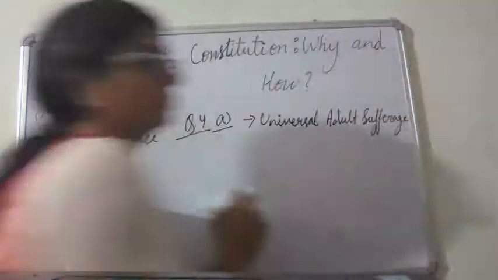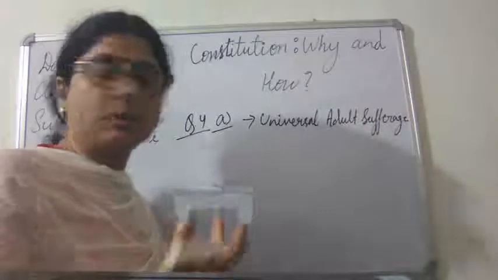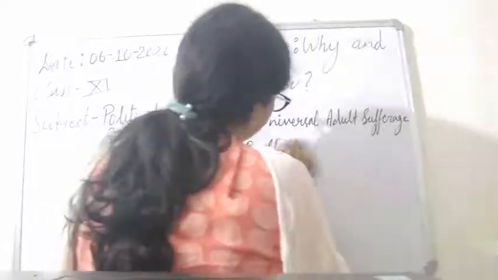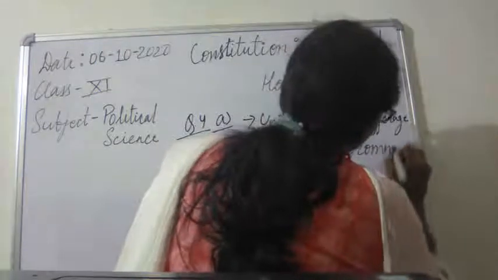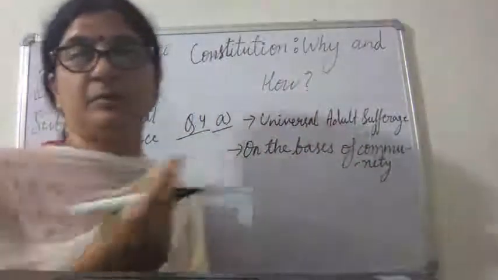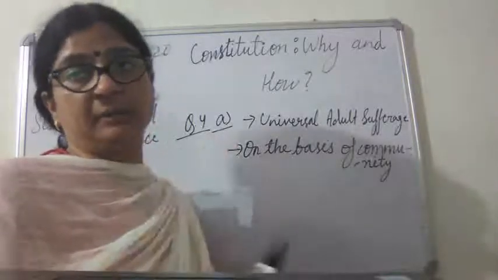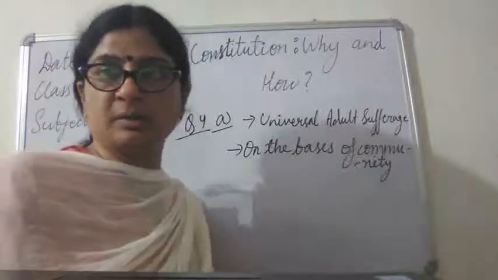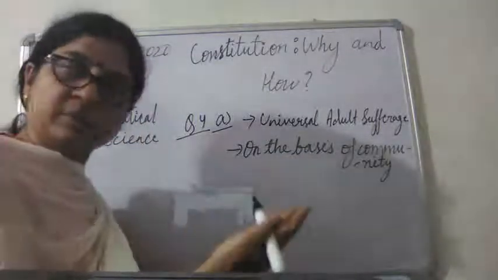Still, we find that it was highly representative. Why? Because there was representation on the basis of community. When we discussed the Cabinet Mission Plan, I told you the three communities, Muslims, Sikhs and General, were given representation in the Constituent Assembly according to their population. So on the basis of community it was representative.